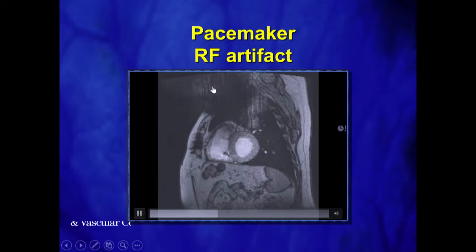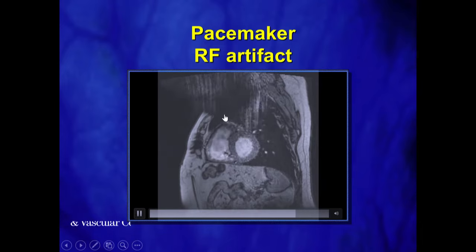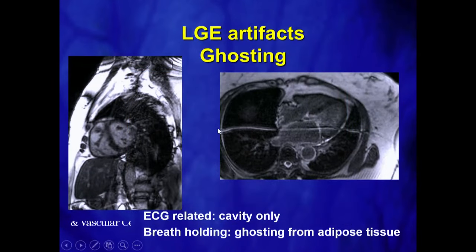And in patients who've had pacemaker generators, you're going to see a lot of artifact from the pacemaker generator, and the closer it is to the chest wall or to the heart, the worse. Thankfully in this case, it was not affecting my cardiac assessment, but sometimes it could be lower down in the chest and can cause significant loss of your cardiac field of view.